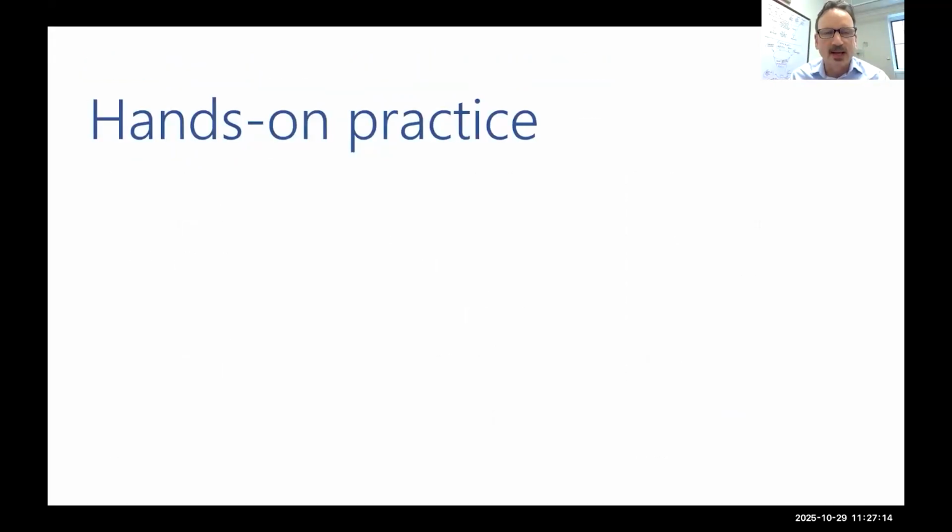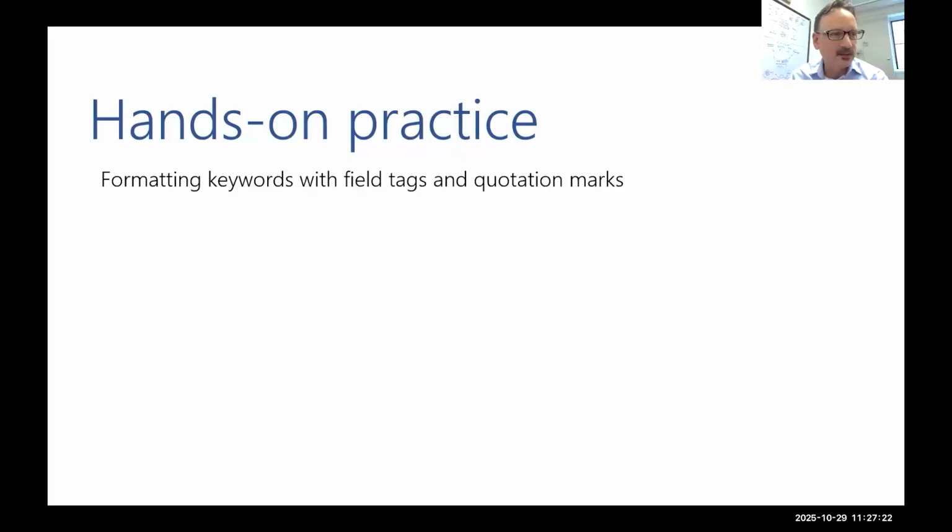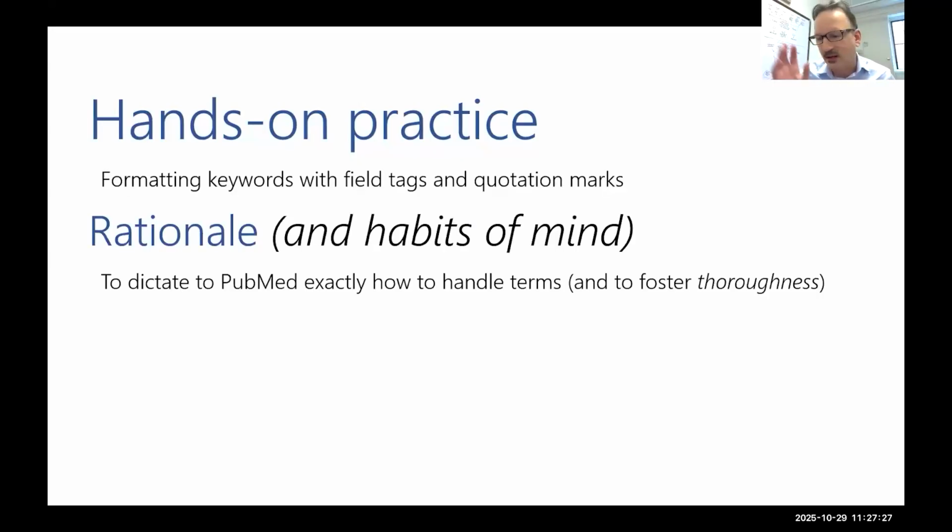Okay, so how do we make this work? How do we tell PubMed where we want our keywords to be searched? We're going to do that now with the TIAB field tag and quotation marks. And the rationale, again, is to dictate to PubMed exactly how to handle terms. We don't want PubMed to do anything to map things, and it has a feature called automatic term mapping. If you put a single word in and PubMed doesn't find it, sometimes it will map it to something it thinks you mean, which could be sort of catastrophic for your search. So that's why even for single terms, I put things in quotes.